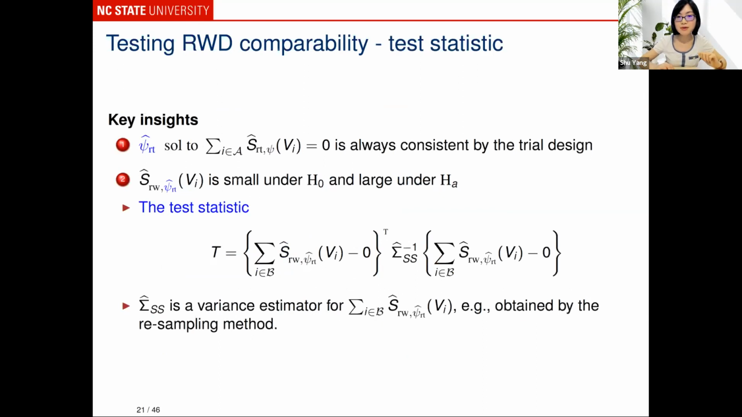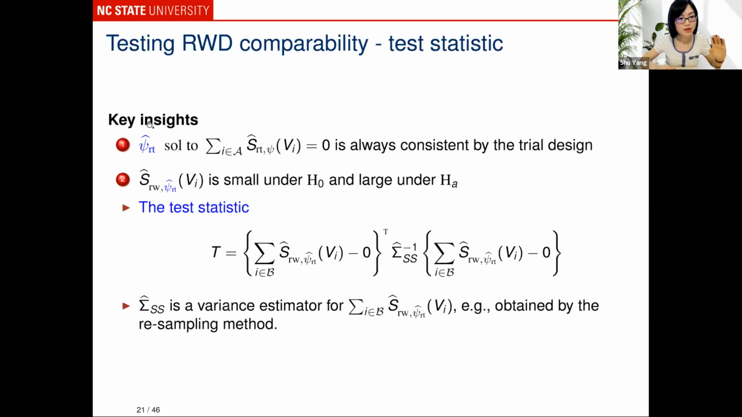Now, how are we going to construct the test statistic? We have two insights here. The first one is we take the RCT score and construct the empirical estimating equation and solve it. That becomes the RCT estimator, and this RCT estimator is always consistent. That is ensured by the trial design.